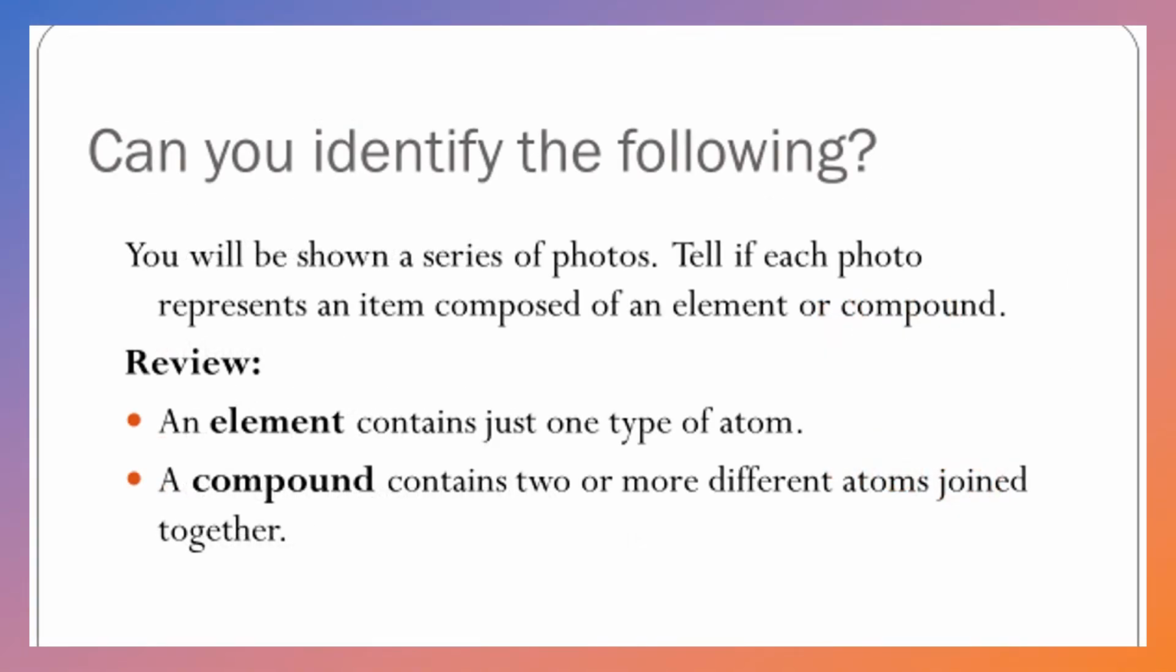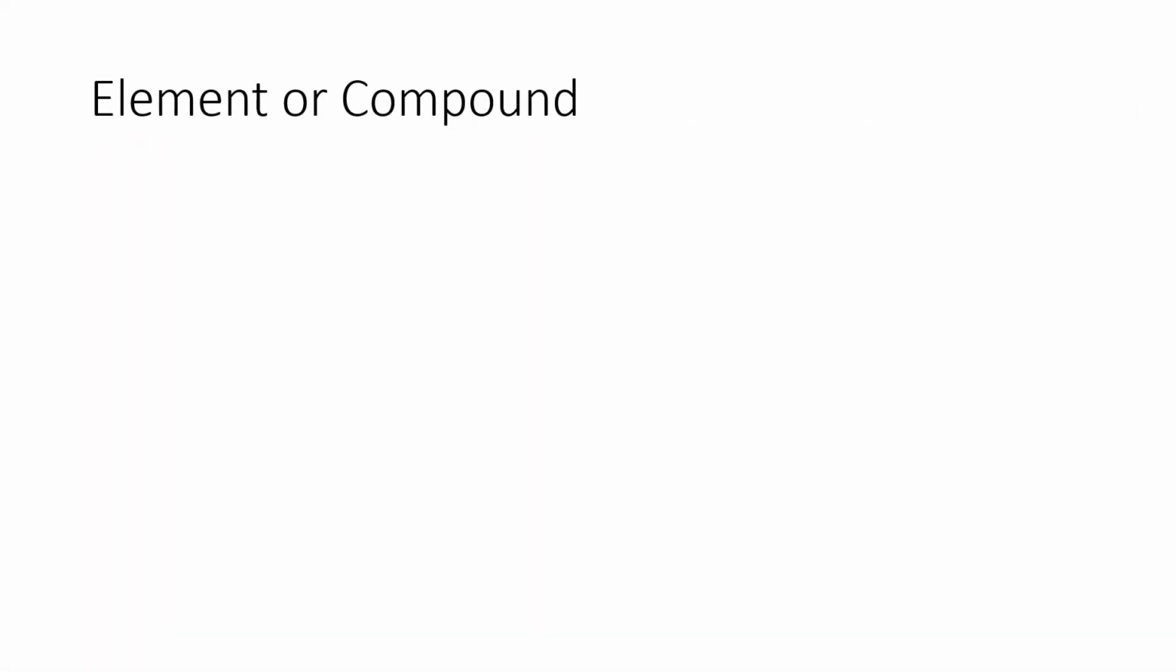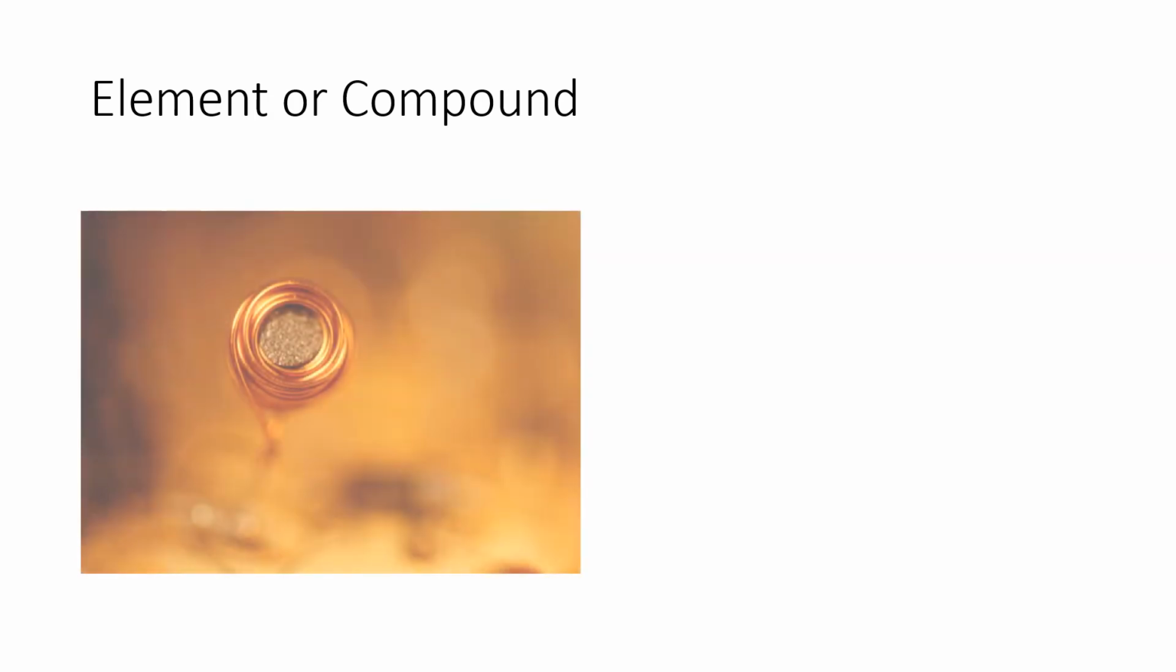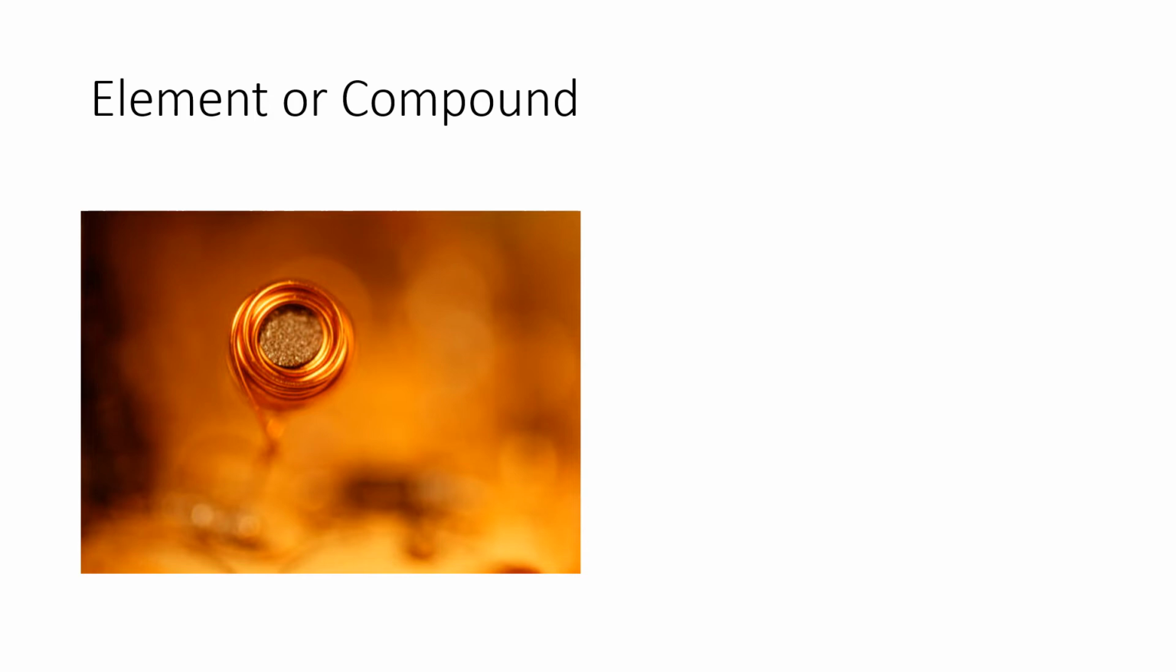Can you identify now the following? You will be shown a series of photos. Tell if each photo represents an item composed of an element or a compound. Again, an element contains just one type of atom, and a compound contains two or more different atoms joined together. Can you identify now if it is element or compound? Okay, number one. Is it element or compound? What is your answer?